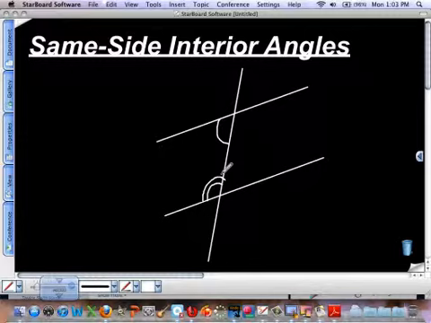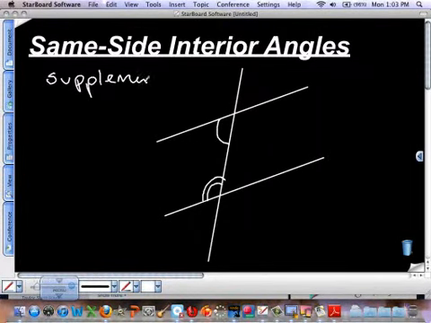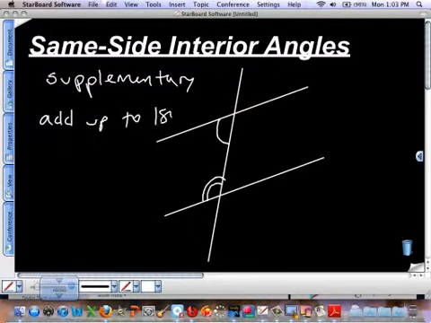That's why it's been a little bit more difficult to pick up on. Anybody pick up on the relationship? Jackson? They're supplementary. What does it mean to be supplementary? They add up to 180. They add to 180 degrees. That's all you need to know.